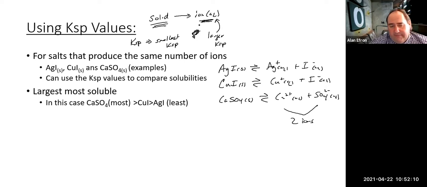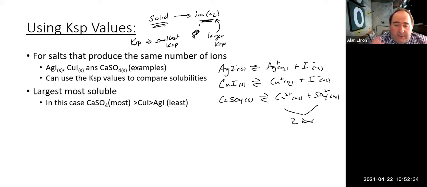So I don't have the numbers in front of me, but if we looked at the table in comparison of Ksp of calcium sulfate to, say, silver iodide, we would most likely find calcium sulfate having the larger Ksp value, meaning it is more soluble, and the silver iodide meaning it is least soluble in this group. Why would that be important?